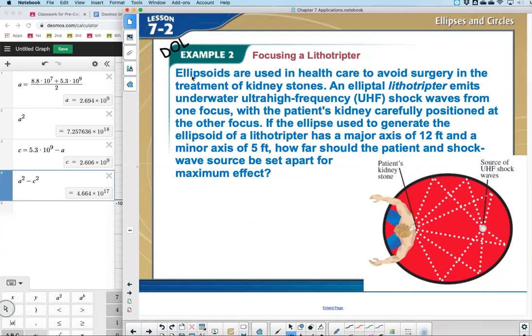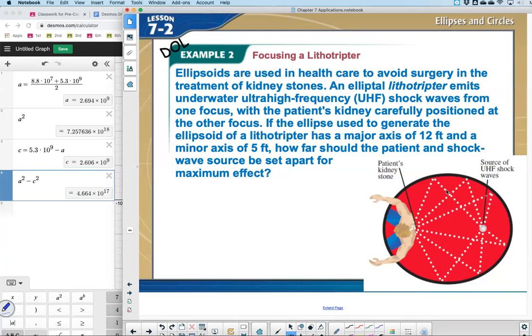Ellipsoids, 3D ellipses, are used in healthcare to avoid surgery in the treatment of kidney stones. An elliptical lithotripter emits underwater ultra high frequency shock waves from one focus, with the patient's kidney carefully positioned at the other focus. If the ellipse used to generate the ellipsoid lithotripter has a major axis of 12 feet and a minor axis of 5 feet, how far should the patient and shockwave source be set apart for maximum effect?